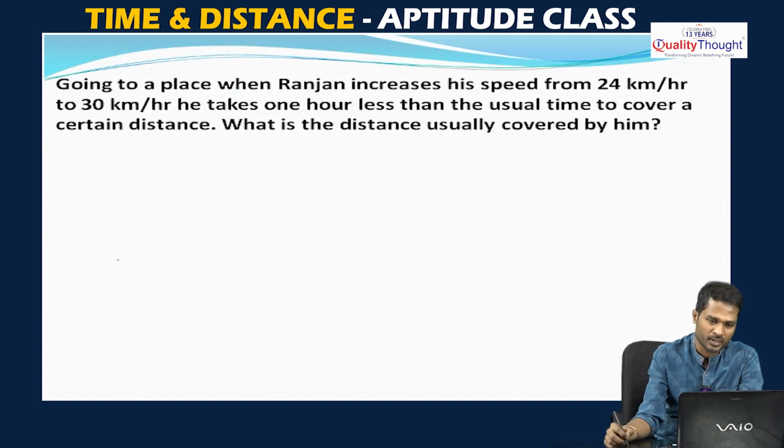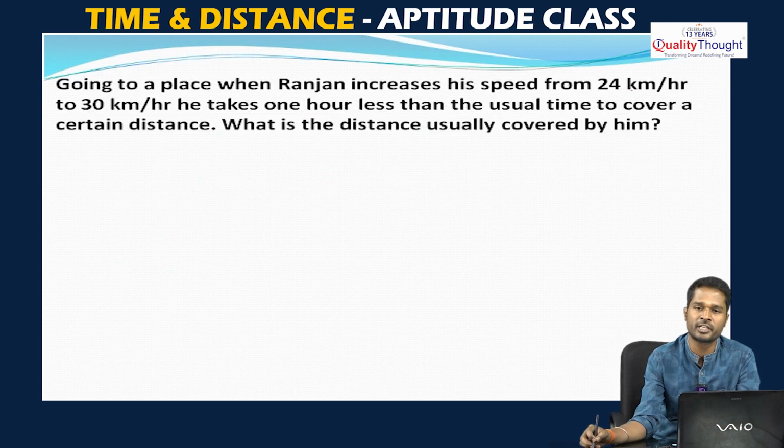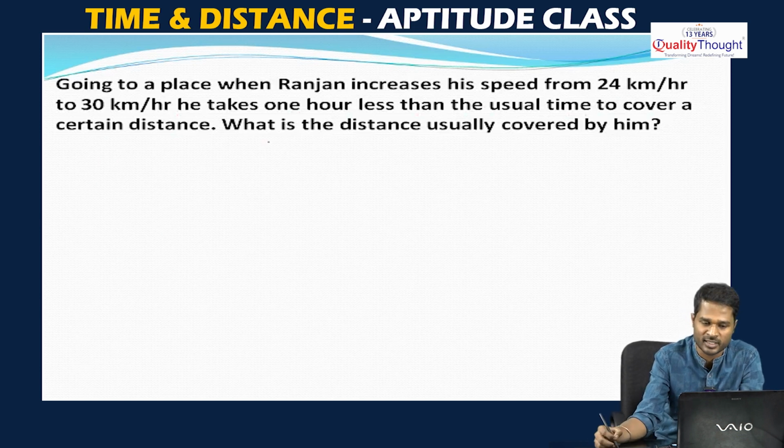See the question. Going to a place, when Ranjan increases his speed from 24 kilometers per hour to 30 kilometers per hour, he takes 1 hour less than the usual time to cover a certain distance. See the difference he has given, 1 hour less. What is the distance usually covered by him?